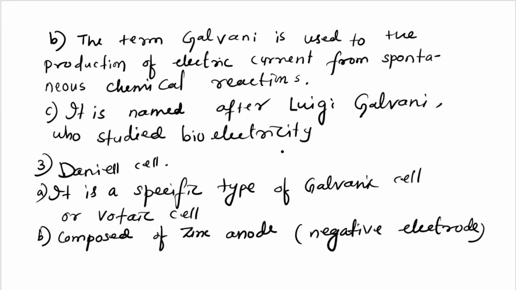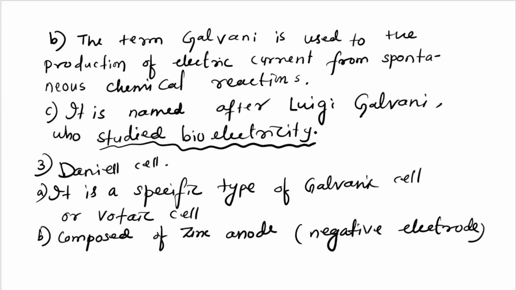It is named after Galvani, the man who studied bioelectricity. Galvani was the scientist who studied bioelectricity, and after that the galvanic cell is named, and it is similar to the voltaic cell. There is no such difference.